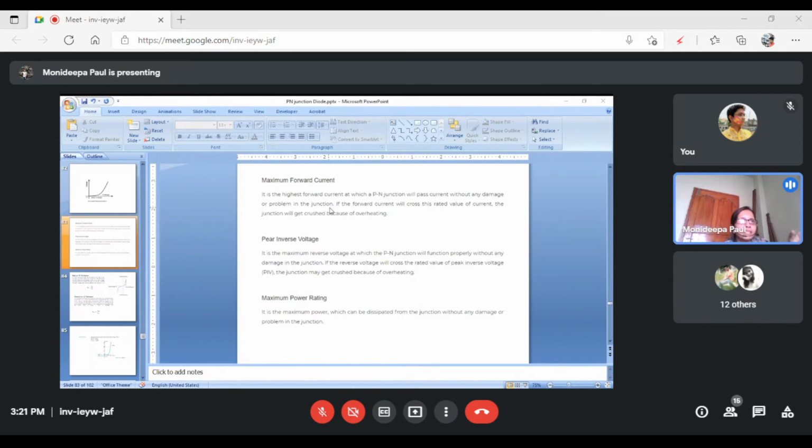Every device has a maximum current limit. Similarly, a PN junction diode also has a maximum current limit that it can withstand. If current is flowing through the semiconductor material, the temperature will increase. If the temperature increases, more and more electrons will flow from the valence band to the conduction band. After a certain time, everything will be damaged. If the total bonding structure breaks down, total damage will occur. If the forward current crosses this rated value, the junction will be destroyed because of overheating.